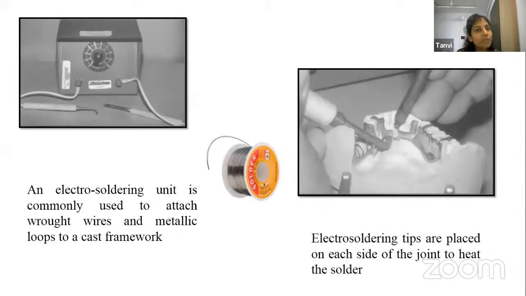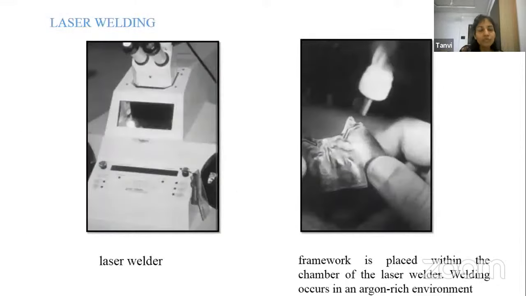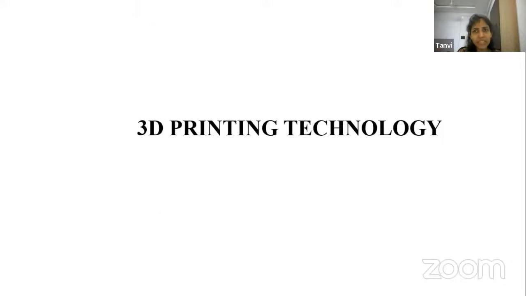So these are the commercially available electro-soldering units. This is a commercially available solder material. With the help of the electrode, which is driven with electricity, and as you can see in the second figure, the framework is placed properly on the cast, and the solder material is used to join the parts of the broken framework. Broken frameworks can also be joined with the help of laser welding. This is done in an argon-rich environment, and the laser beam is projected to join the broken parts.